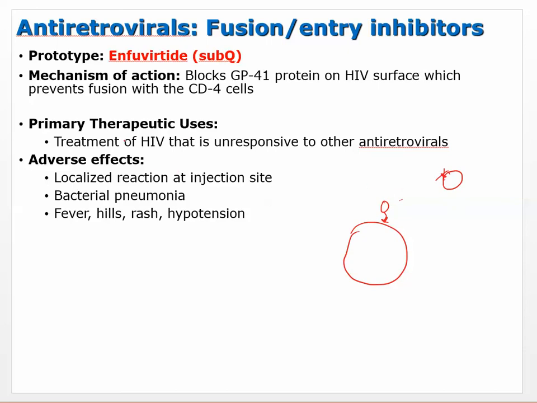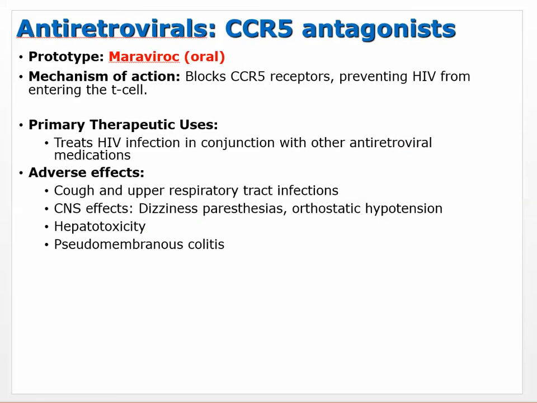So the therapeutic use is the treatment of HIV that is unresponsive to other antiretrovirals. Adverse effects: localized reaction at the injection site, bacterial pneumonia could occur, fever, chills, rash, and hypotension can occur. Okay, so that was the fusion or entry inhibitors.